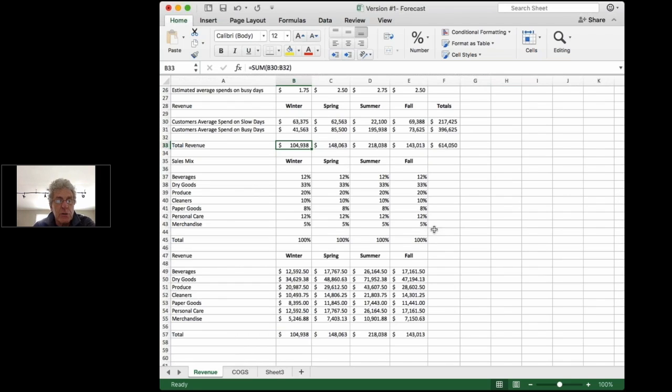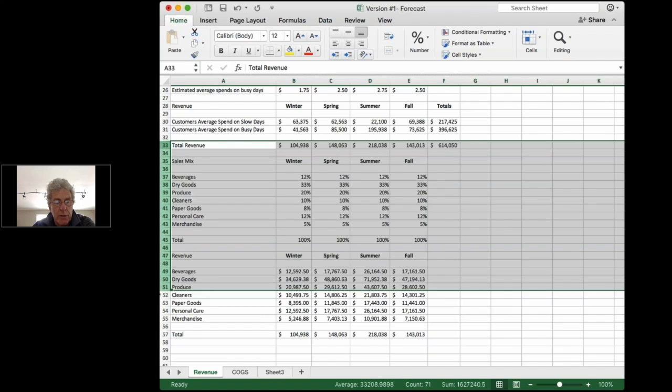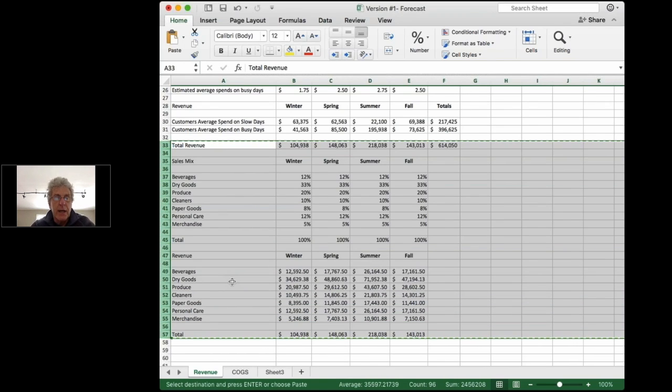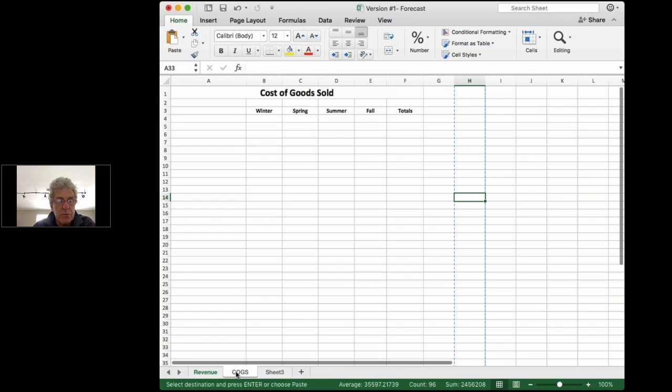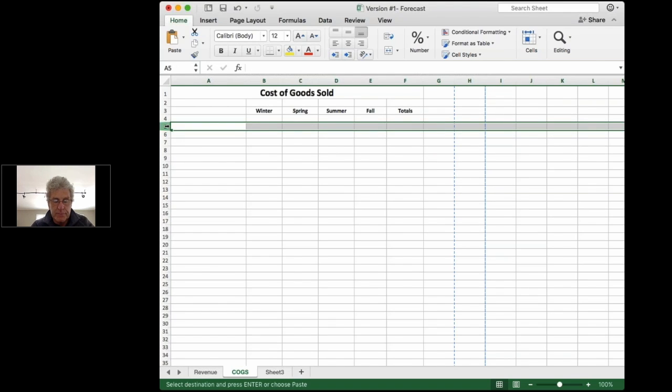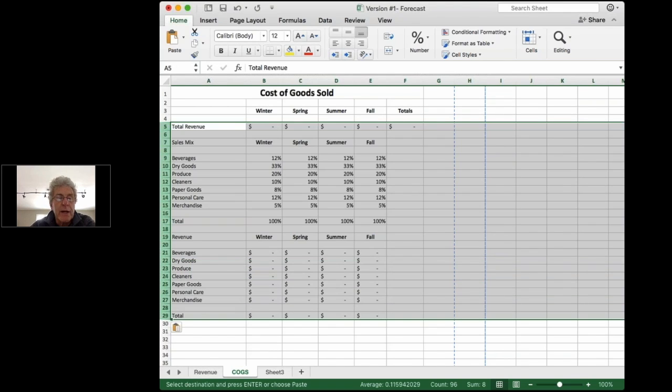If we can, let's go over there. We're going to take all the numbers that you put together on your revenue sheet, copy them, and move them across to the cost of goods sold spreadsheet. You'll see right off the bat that not all of them are going to move; we're going to have to move some of them and then copy. So we'll do that first with total revenue.